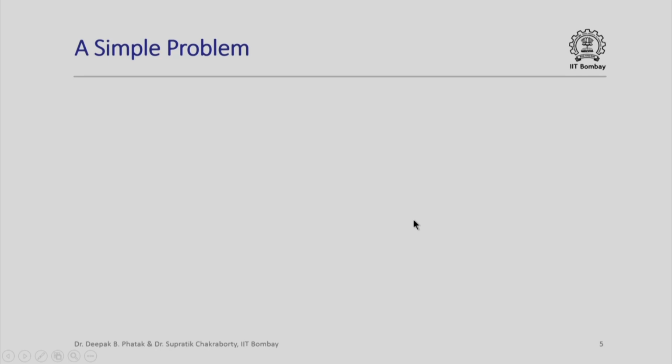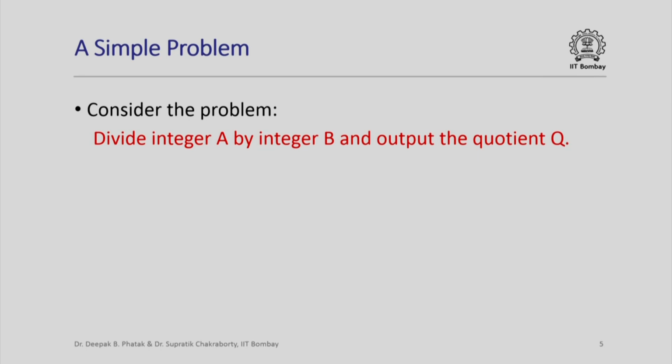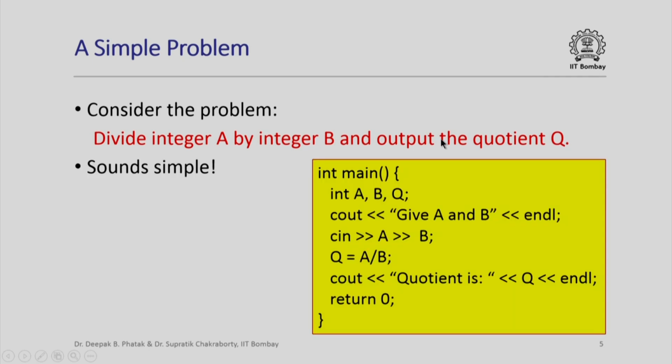Now let us look at a simple problem and why executing instructions exactly in the same linear sequence may not be the best way to solve it. Suppose I want to divide the integer a by the integer b and output the quotient q. This sounds simple, and here is a program that could do this. You declare three integer variables a, b and q. You get the inputs a and b after printing a message saying give a and b. Then you compute the quotient, output the quotient, and then you return 0.